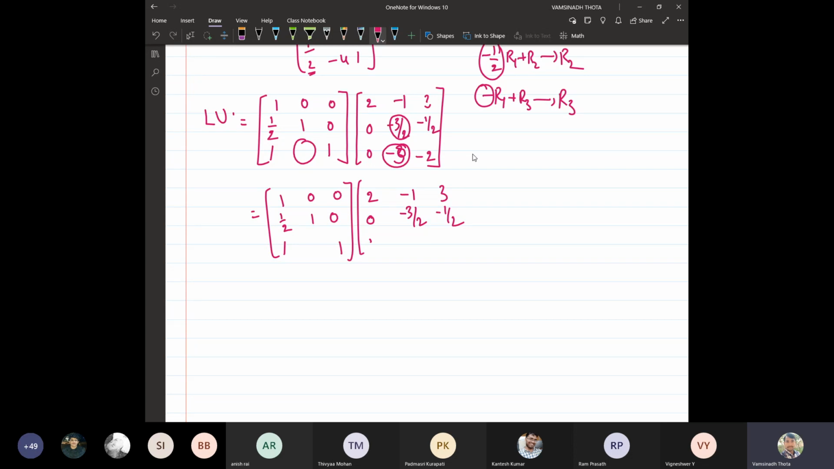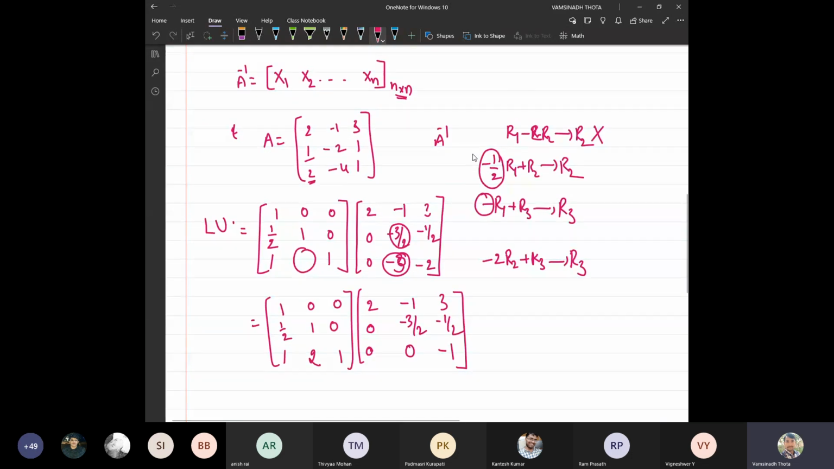So how to do this? It is as simple as that. Minus 2 times R2 plus R3 replaces R3. Thus, you will get 0 here. Since the coefficient is minus 2, the negative is 2 here. And what about this one? Minus 2 times minus 1 by 2, so that is minus into minus plus 1. Plus 1 minus 2, so that is minus 1. Okay. So now we have the LU decomposition.